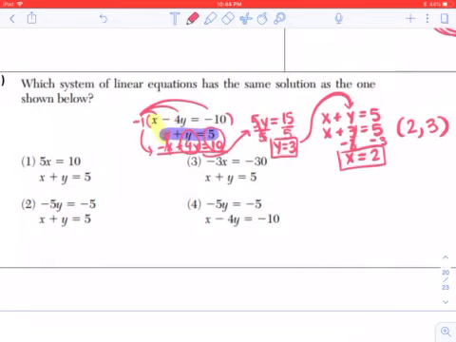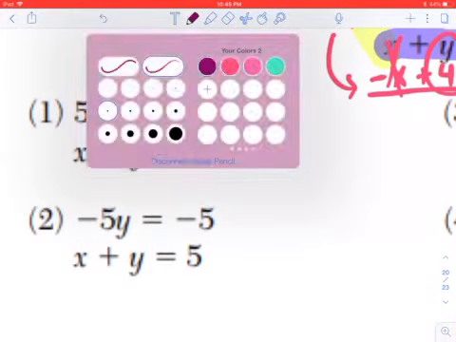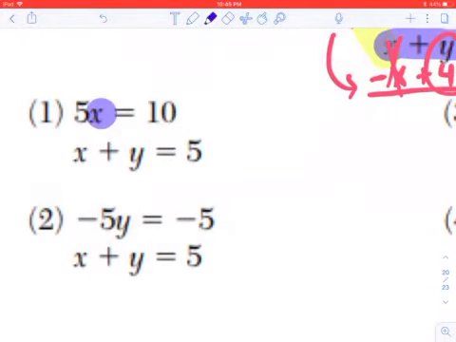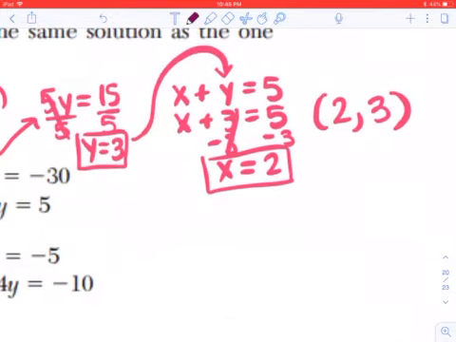And I know you're like, oh my god, I have to do 4 more system of equations. But these are all actually pretty easy because each one of these gives you an equation that only has one variable in it already. So number 1, for example, I already have this equation with just an x. So all I have to do is divide by 5 to see if I get x equals 2, like I did with this system, which I did.